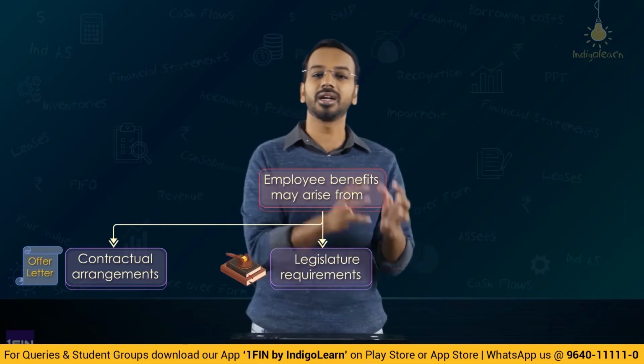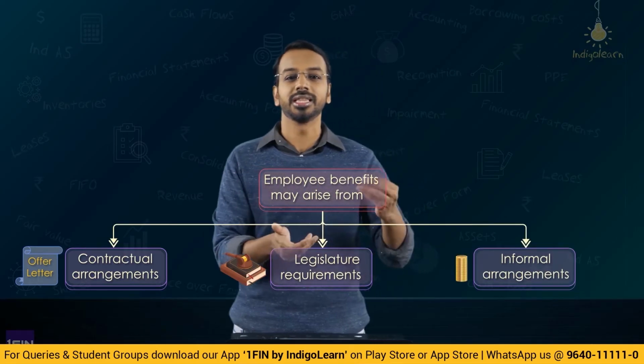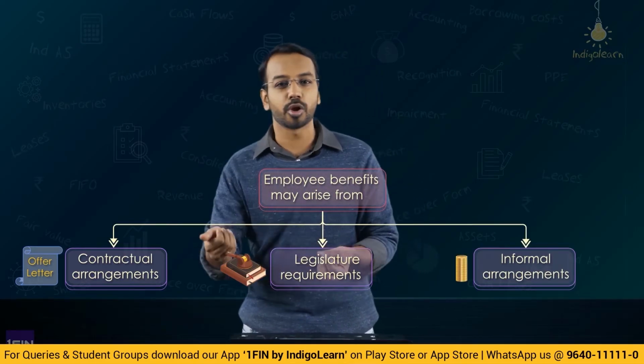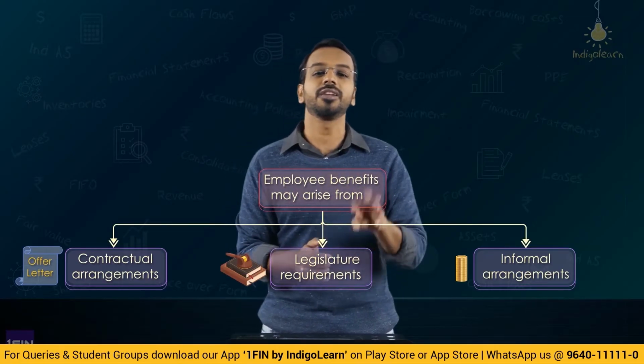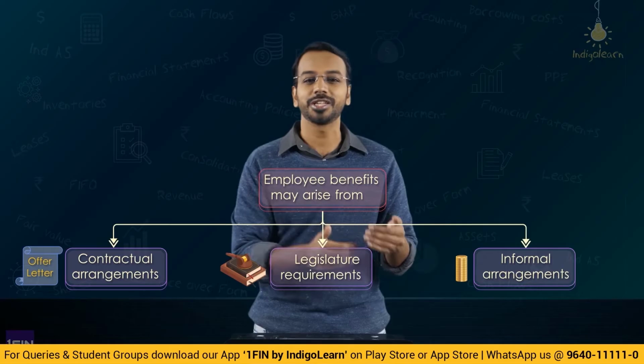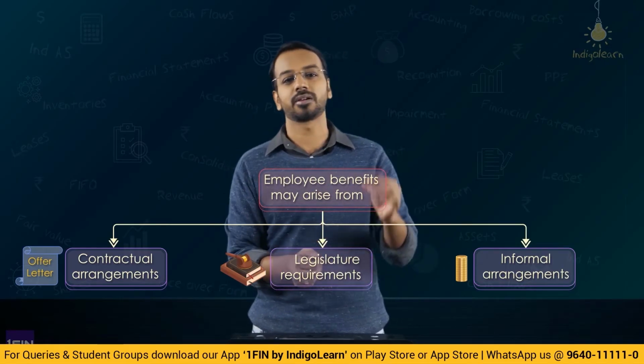Apart from this, the third category is the informal arrangements. I told you about the gold coin, right? That is not written anywhere. It is not written in the employment contract. It is not a part of any legislation also. It is more of an informal practice, something which the company has been practicing for a long period of time, and that also forms part of employee benefit.